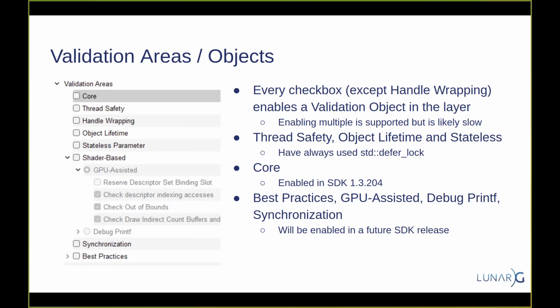So as I mentioned, the validation objects correspond to all of these different validation areas that are exposed through Vulkan Configurator. Right now, only the core validation has changed for the SDK. Thread safety, object lifetime, and stateless have always used this deferred lock mechanism. They've always had their own locking, so they're a little bit more multi-thread friendly already. And then in a future SDK, we'll expand this to cover the other validation areas. Best practice is GPU assisted, debug printf, and synchronization.